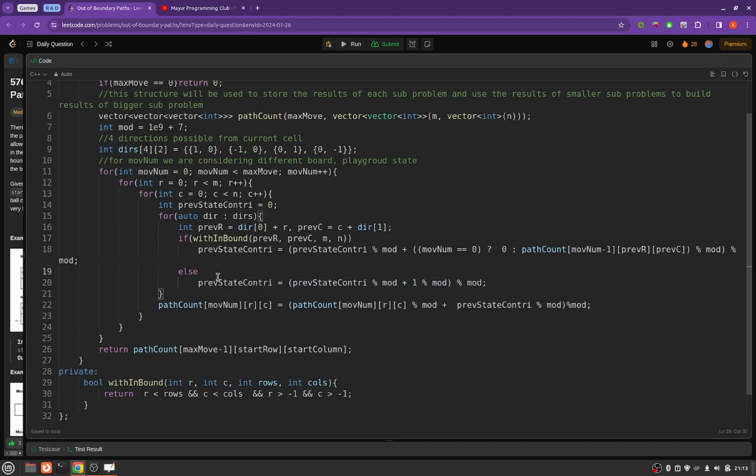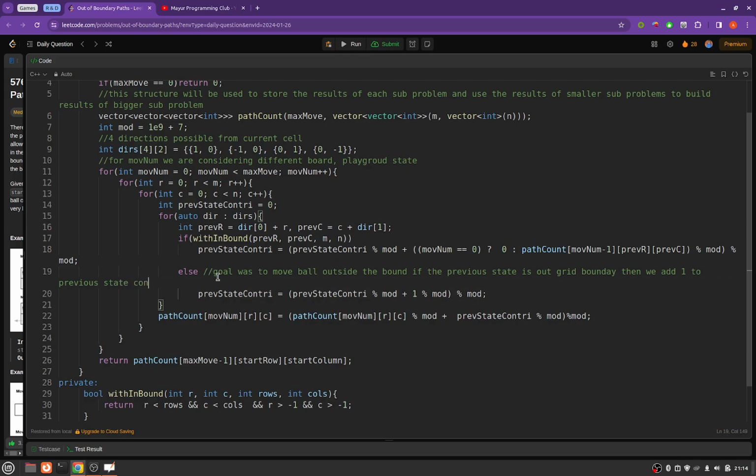So since the goal was to move the ball outside the boundary, if the previous state is outside the grid boundary, then we will add 1 as previous state contribution. Okay, and this will be your current state. You will be adding 1 to your current state, not current 1, previous state contribution to your current state.